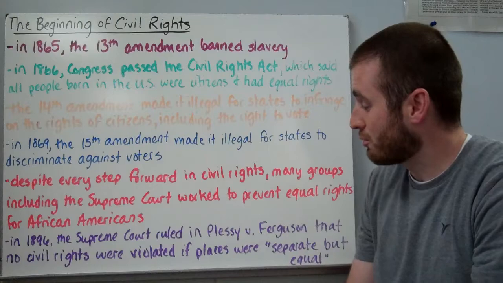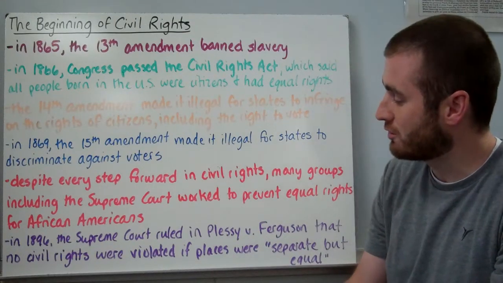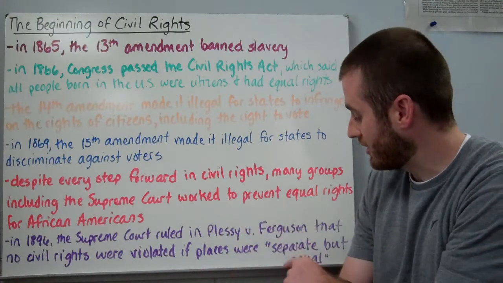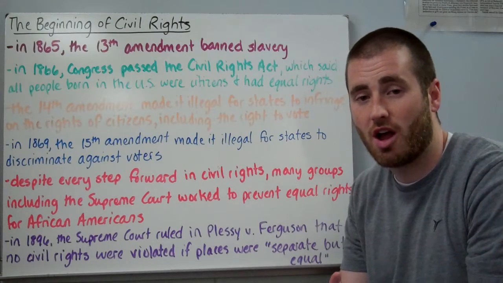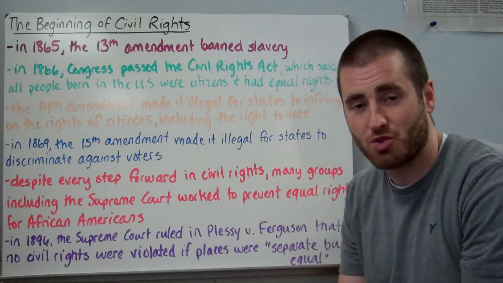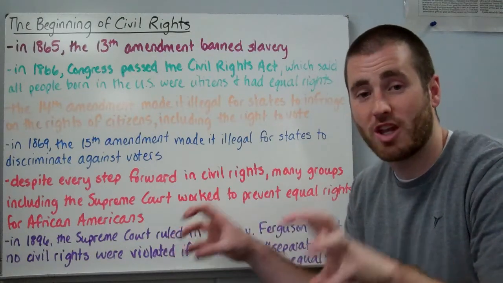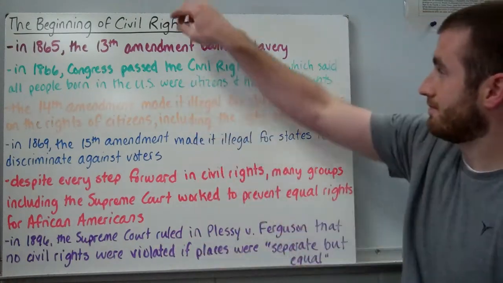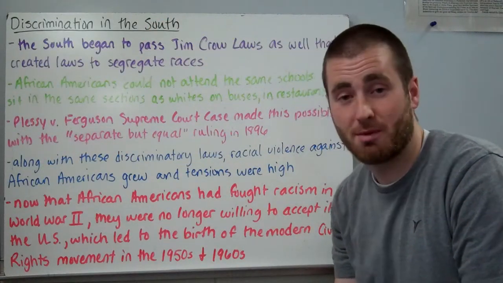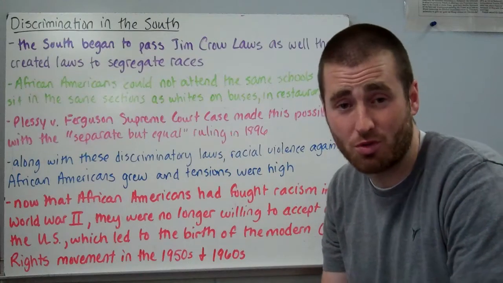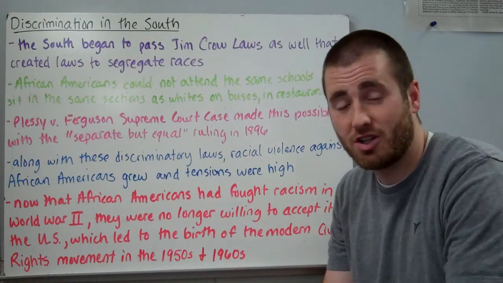So in 1896, the Supreme Court ruled in Plessy versus Ferguson that no civil rights were violated if places were separate but equal. Essentially there was a train car that an African American person wanted to sit in, and they said no, we can separate those as long as the two accommodations are equal. So separate but equal. Obviously we know that even though things were separate, they weren't equal, and separate and equal are definitely not fair to begin with. So it put us a few steps backwards.